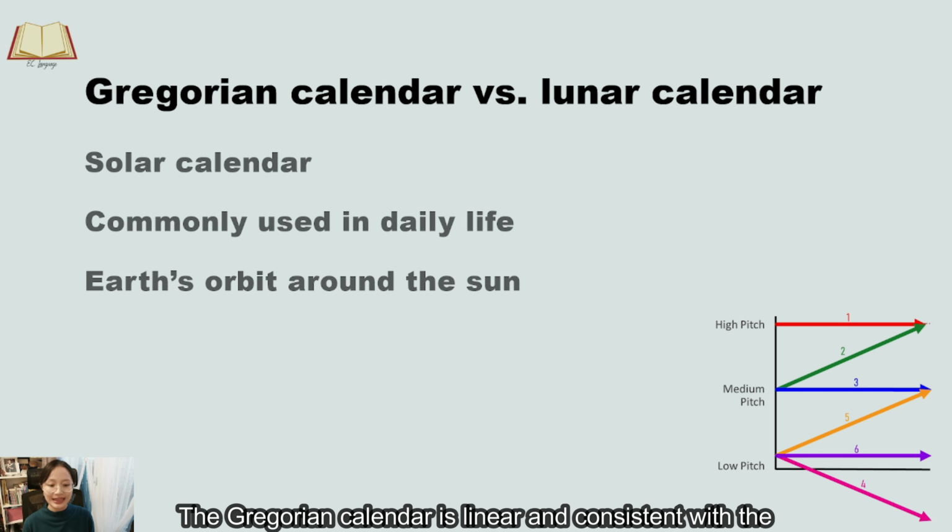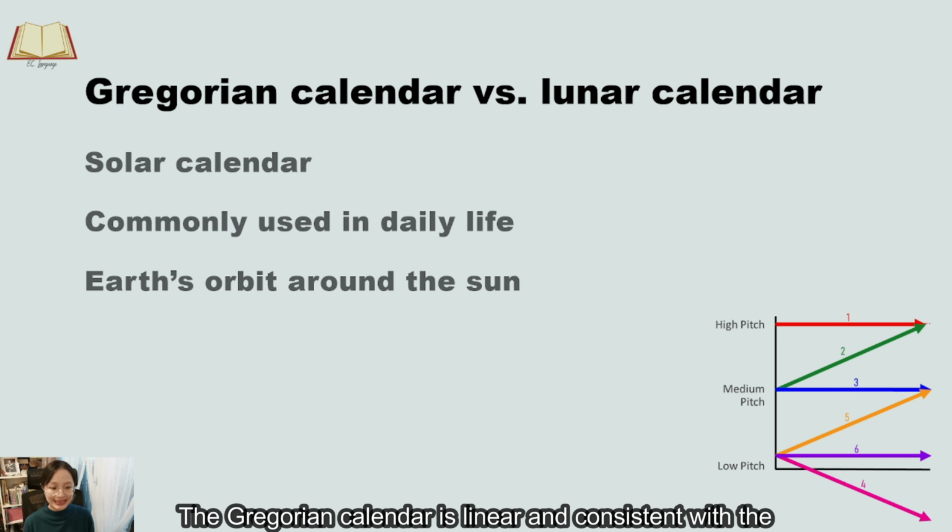Now the Gregorian calendar is linear and consistent, with the length of each month fixed, which means it varies between 28 and 31 days, giving us 365 days a year. Although it originated in the West, it is now commonly used throughout modern-day Asia.